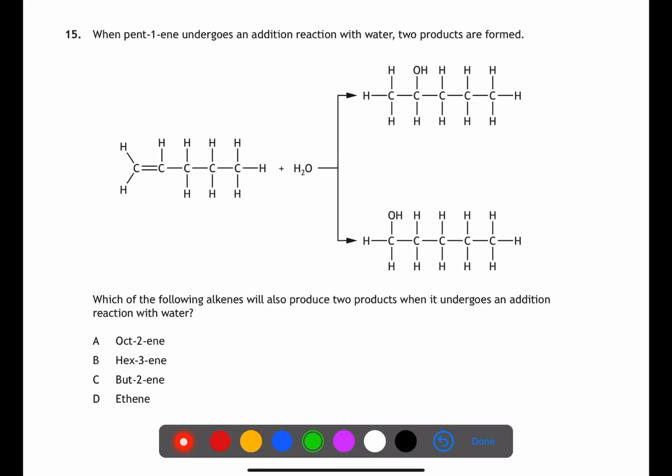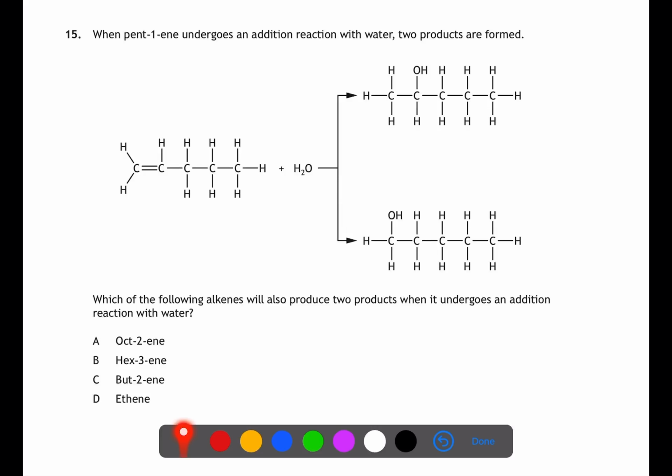Question 15. When pentene undergoes an addition reaction with water, 2 products are formed. So here we can see that we have the double bond here on the pentene, and we're joining water. This joins in the form of an H joining onto one carbon and an OH onto the other carbon. Since pentene is asymmetrical, there is more than one option for how the H and the OH can join on. The H can join onto the first carbon and the OH onto the second, or we can have the OH join onto the first carbon and the H onto the second.